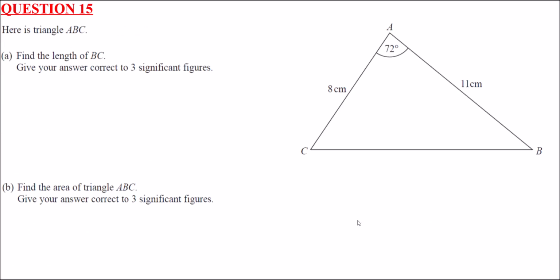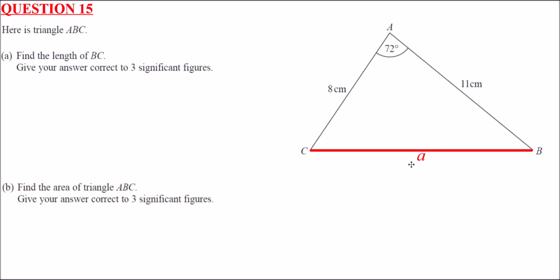Question 15, we have another triangle, triangle ABC. We need to find the length of BC, giving answers correct to 3 significant figures. It's not a right-angled triangle, so you should be thinking it might be either the sine rule or cosine rule. In fact, it is the cosine rule. We know it's the cosine rule because we're wanting to find a side when we know the other two, and we know the angle in between the two sides we're given. That is how you always know it'll be a cosine rule if you're trying to find a side like this.